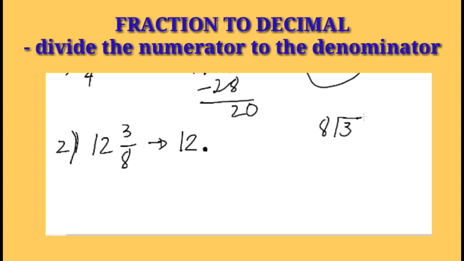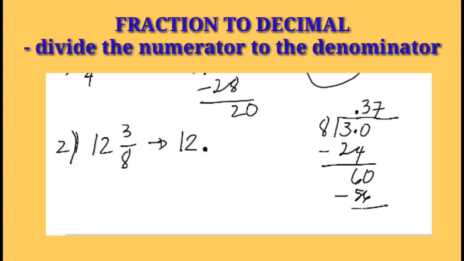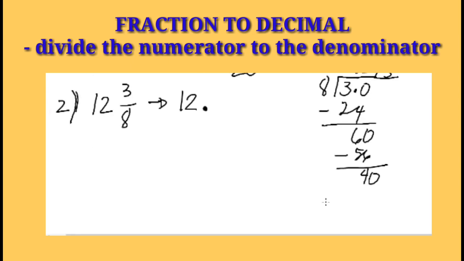So 3 divided by 8 cannot be, so add decimal point, then 0. Then copy the decimal point above. So how many 8 can you get from 30? Just 3. So 3 times 8, 24. Then subtraction, that is 6. Then add 0. 60 divided by 8. How many 8 can you get into 60? 7. Okay, so subtraction, 4. And then add 0. 40 divided by 8, 5. So 8 times 5, 40. Then subtract, 0. Then we copy the decimal. So 12.375. That's our answer.